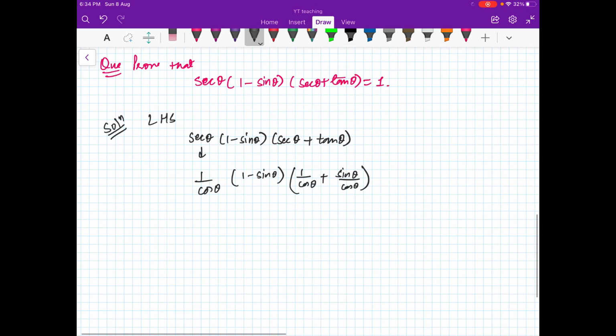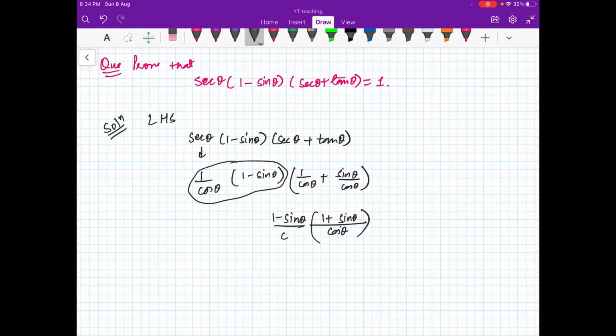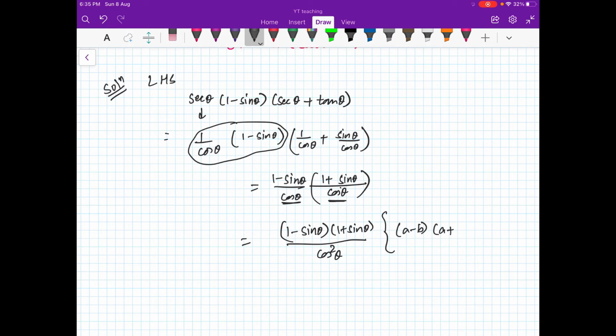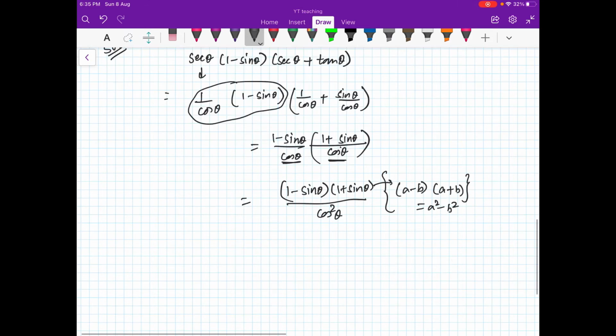So here we can take the LCM, so you will get cos theta here, so 1 plus sine theta, okay, here, and here you have these two terms. So this is 1 minus sine theta upon cos theta. So this is equal to, so you have 1 minus sine theta into 1 plus sine theta, and in the denominator you have cos theta into cos theta, so you have cos square theta, right? Now you see, this is a minus b into a plus b, right? So you can use it as a square minus b square formula. So this will be 1 square minus sine square theta, upon cos square theta.